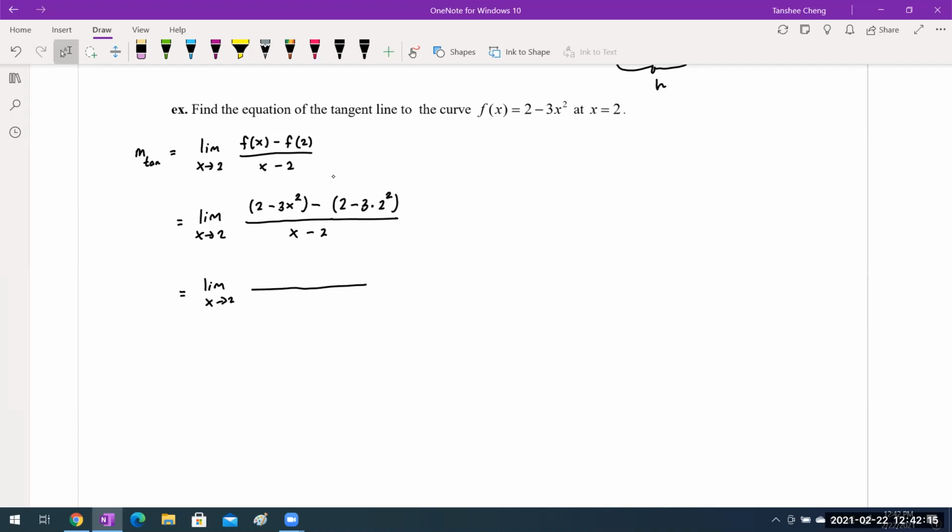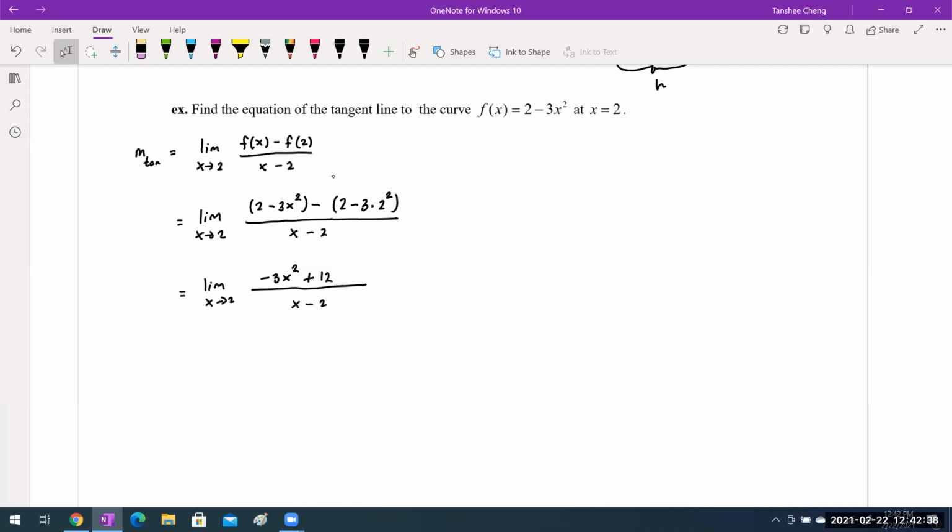So this will give us negative 3x to the second power, 2 minus 3 times 2 squared, which is 4, 12, negative 10, that will be positive 10, plus 2 will be plus 12. And then x minus 2. Now, this is a rational function.